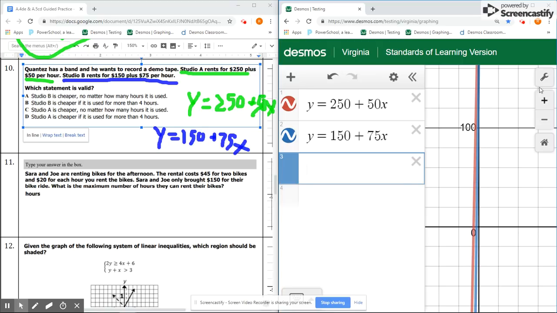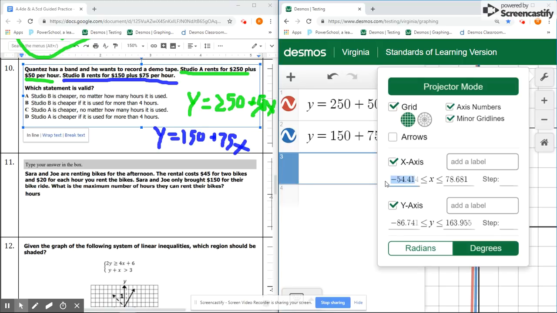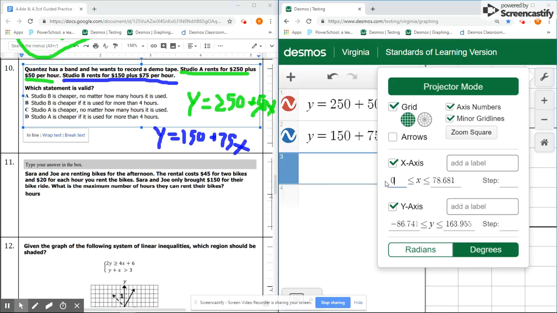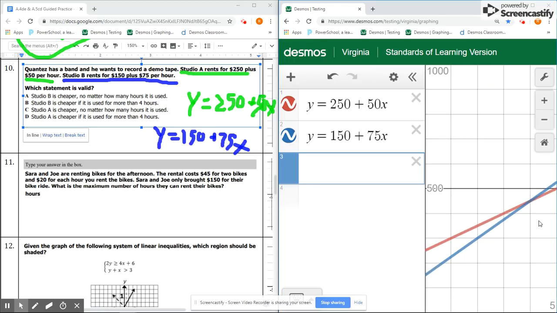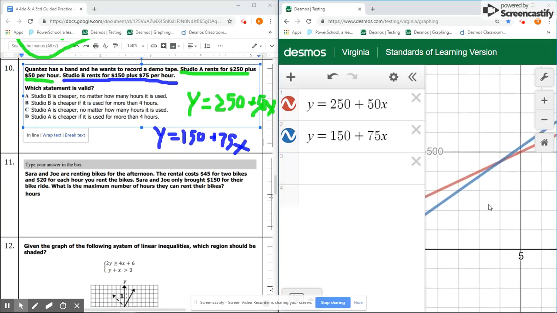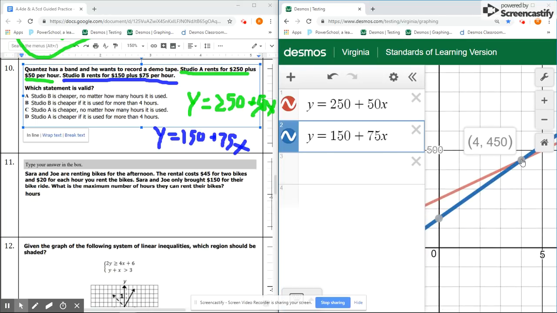All right, and this is a really steep line, so just very quickly, I'm going to fix this. We're going to do 0 to 5, and let's go 0 to 1,000. See if that helps us. Kind of. Okay. All right, there we go. Okay, so there's our intersection point at 450. So it says 4 hours. It costs $450. And we need to select which statements are valid and which statements are not valid.